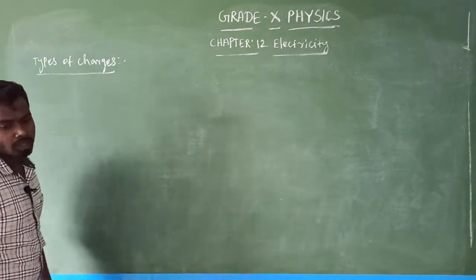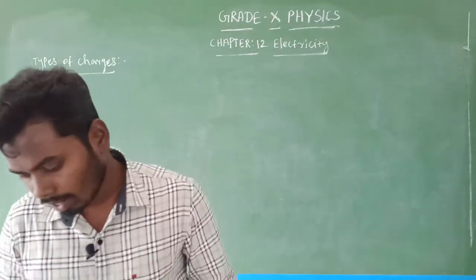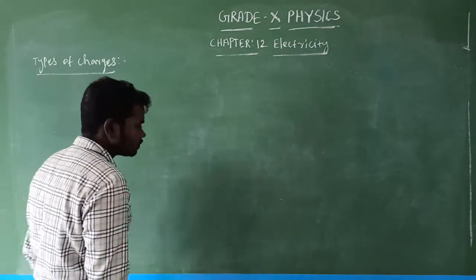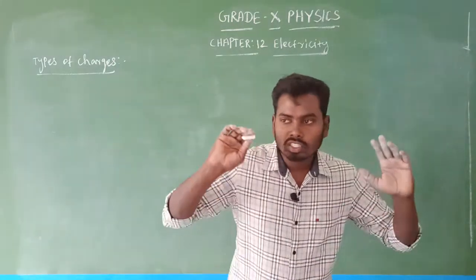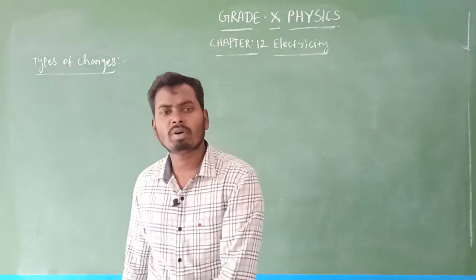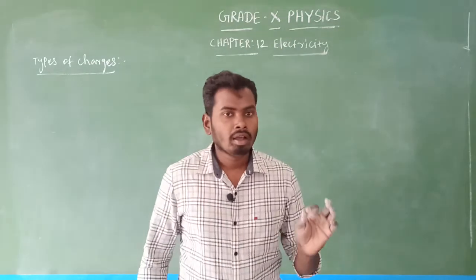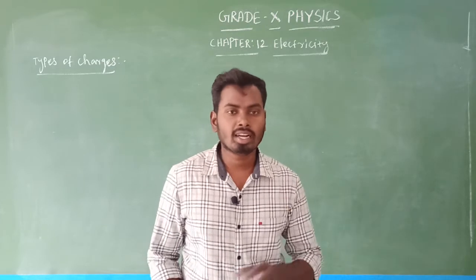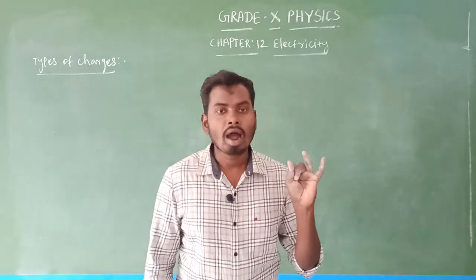What is that, sir? Next, very, very important one. What is that? The types of charges. Very easy one. Okay, look here. So already we know, in this world everything is made up of atoms. An atom contains three main important subatomic particles: electron, proton, and neutron.